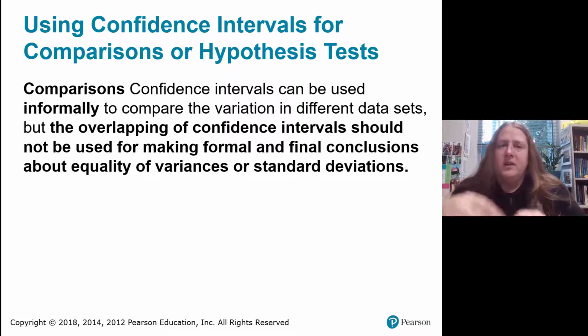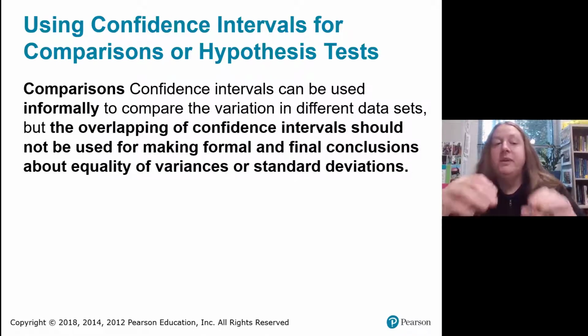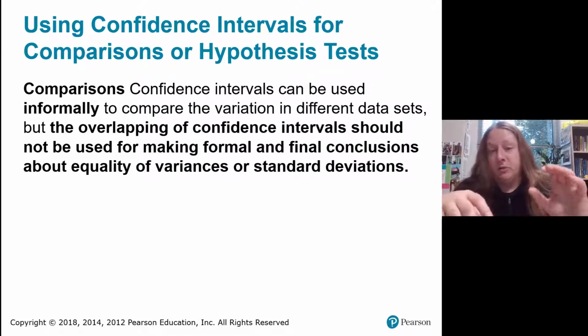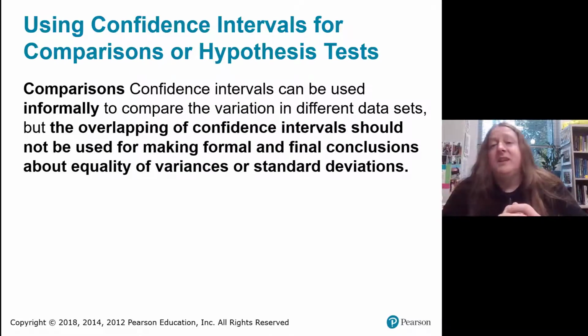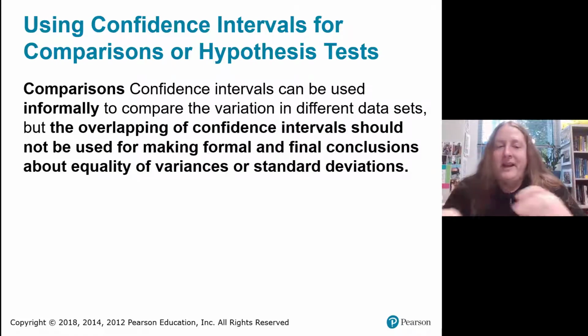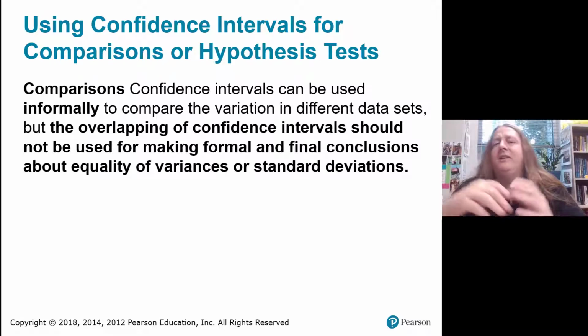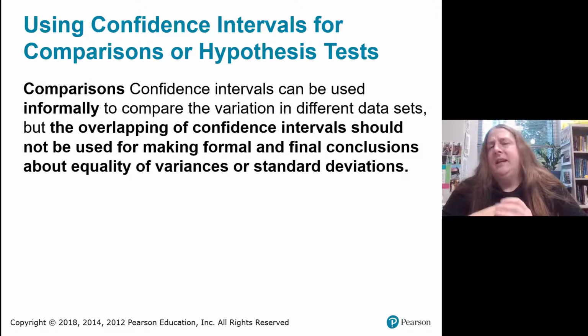So confidence intervals can be used informally to compare the variation in different data sets, but the overlapping of confidence intervals should not be used for making formal and final conclusions about equality of variances or standard deviations. So as you are interpreting this stuff or looking at the way people have interpreted it, be careful that anytime people are saying something about equal variances between things, it might be a little bit fishy, so be skeptical.